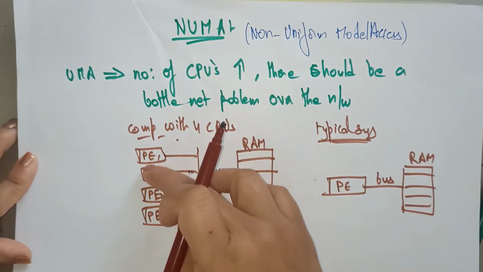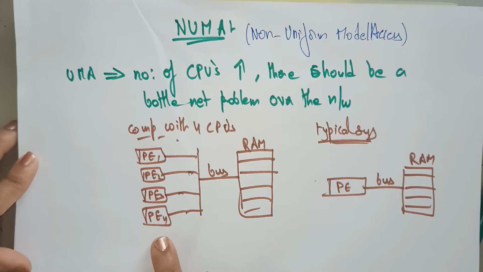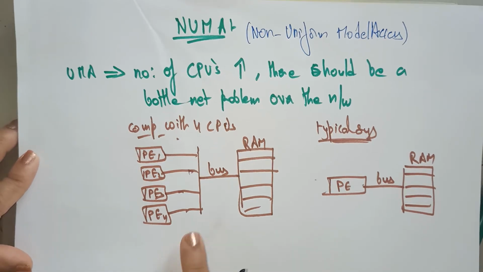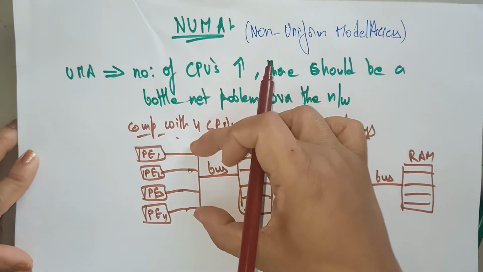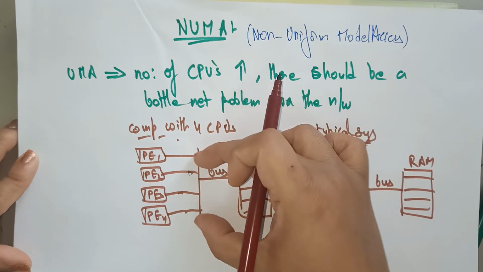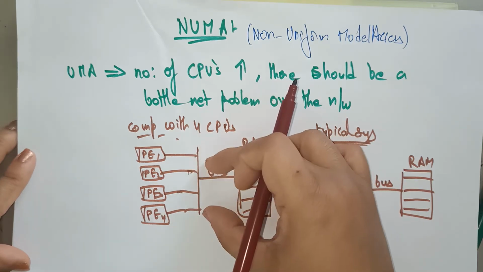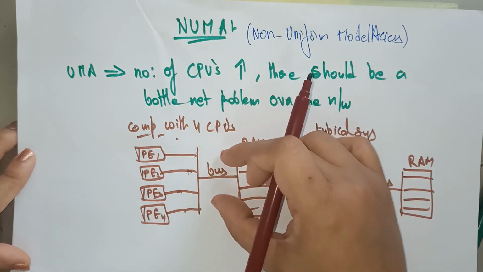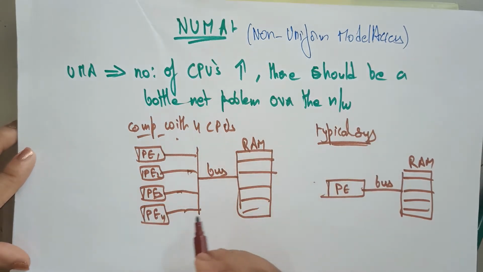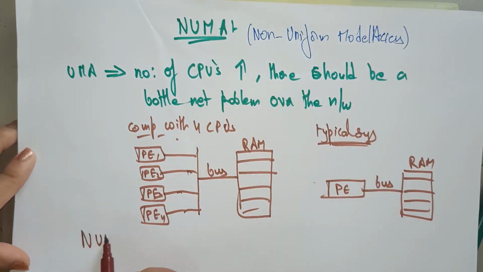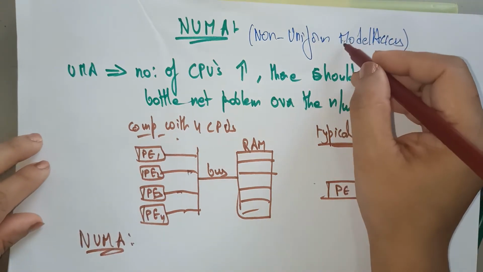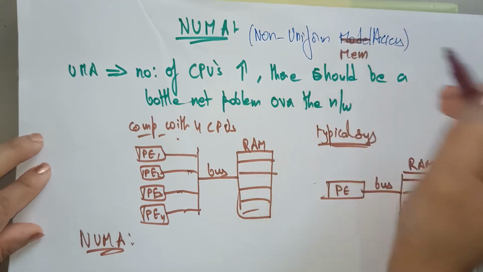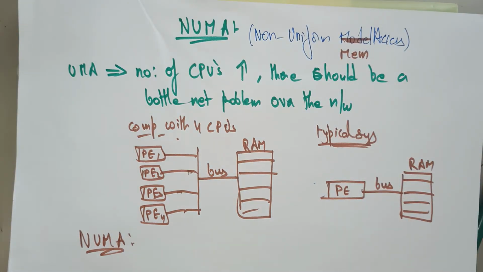If the number of CPUs, the number of processing elements, is increasing, it can't handle the data transfer because this network will become a bottleneck issue. Network congestion will occur, and a bottleneck issue will come. So to overcome this, we are using a NUMA model. Non-uniform memory access.